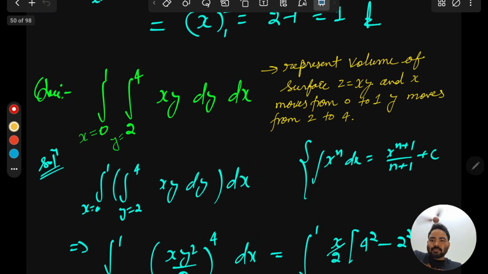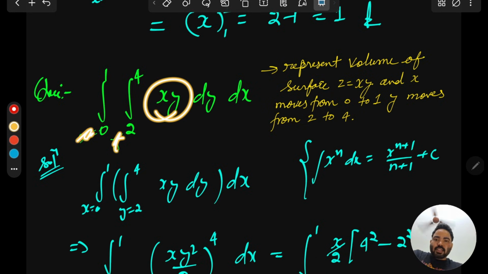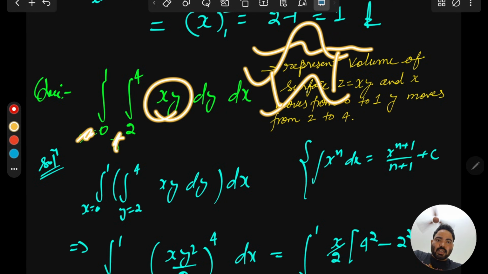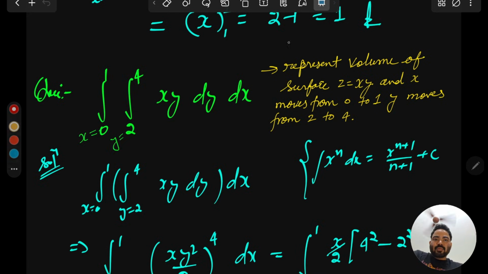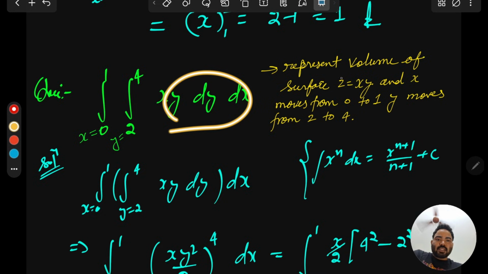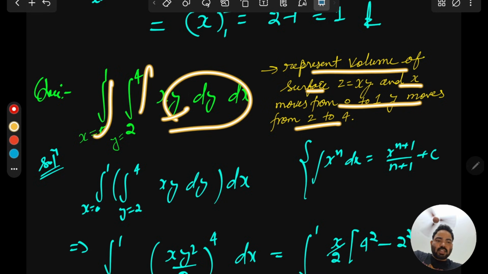So the next question is a double integration. Let's see, the region is not given. And there is a function, and you already know that if there is a function, you can imagine that function projected on the plane with x moving, and based on that you can find out the volume. So this question can be formed like this: find the volume of the surface z equal to xy, where x is moving from 0 to 1 and y is moving 2 to 4. The question can come like that also.